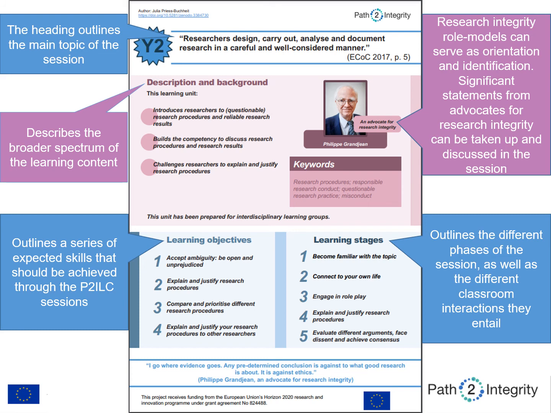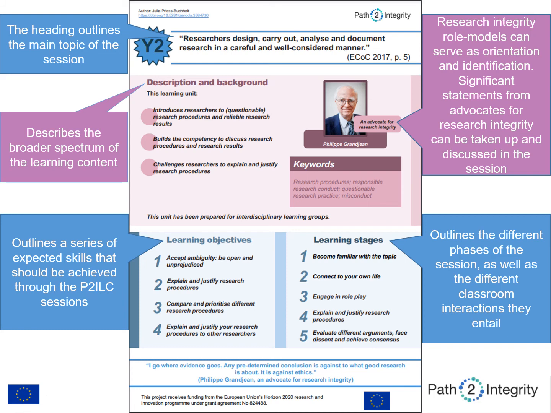The heading outlines the main topic of the session, and you will also find a quote from the European Code of Conduct here to describe the topic that will be addressed in the learning card. The following bullet points describe the background and describe the broader spectrum of the learning content. Further, the learning objectives outline a series of expected skills that should be achieved by using this learning card in an educational session. To achieve these learning objectives, there are several learning stages outlined.